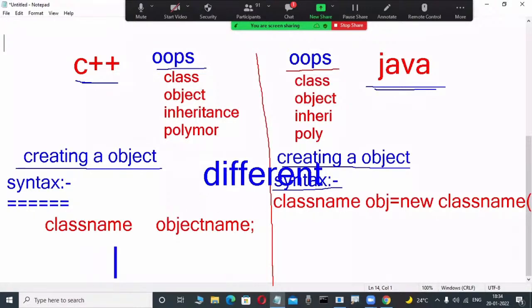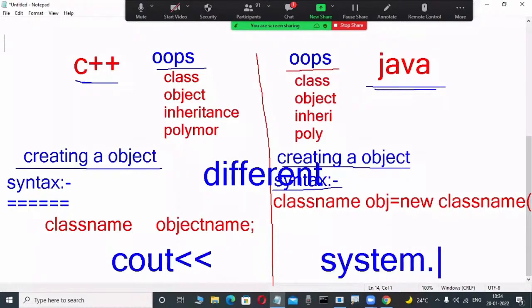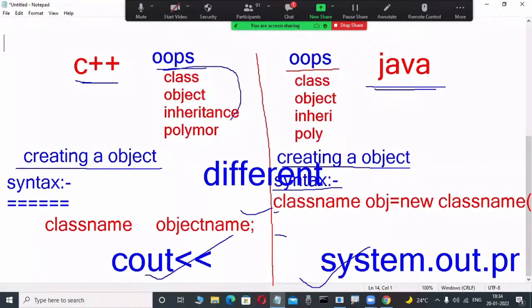Suppose in C++ I want to display output, cout is the function, streaming output only. And in Java, what is the function? System.out.println. That's why they are syntactically different. Functions are also totally different in these two object-oriented languages. But conceptually, the OOP concepts are the same.